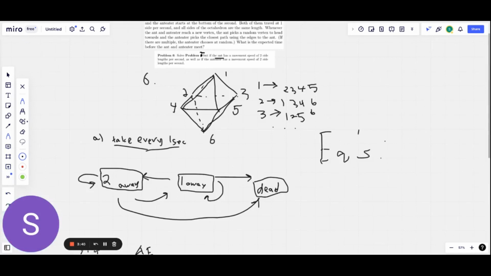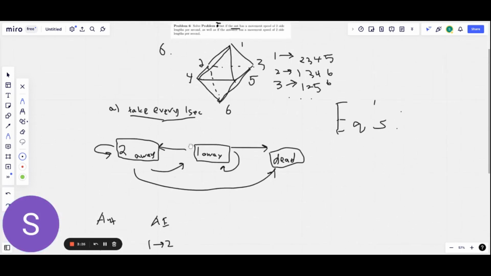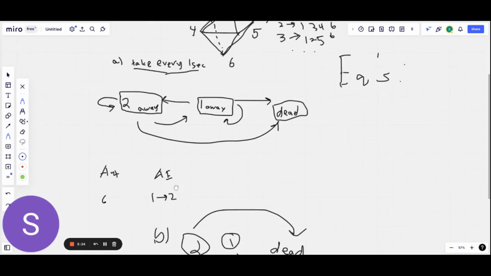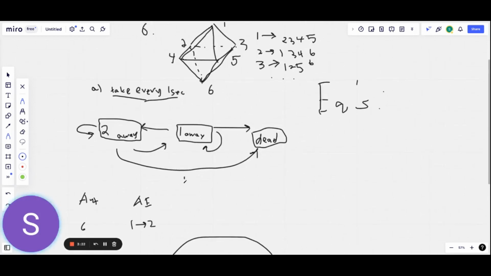The anteater, without loss of generality, goes to 2, since it goes to a random one between 2, 3, 4, and 5, right? And the ant, well, the ant's dead if it goes straight to 2, obviously. So the chance that the ant goes to 2 is 1/8. So we're going to put that here.